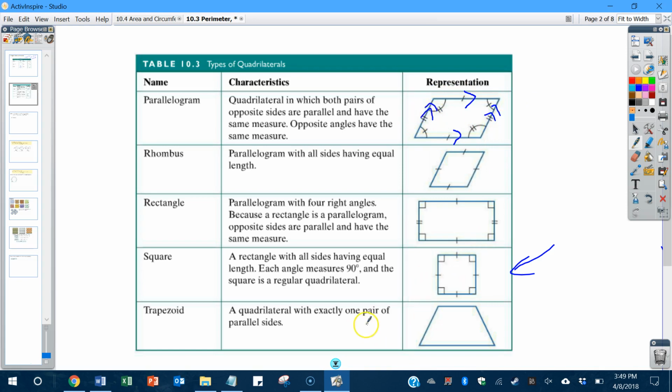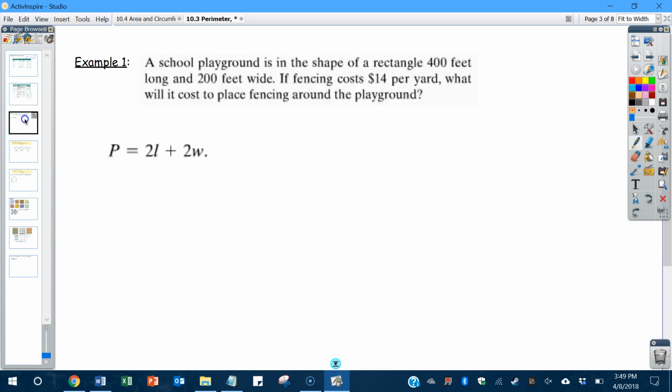And the last thing we have is a trapezoid, which has exactly 1 pair of parallel sides. So we can put arrows on those 2 sides to say they're parallel. And a trapezoid has some nice properties we'll look at in the next lecture.